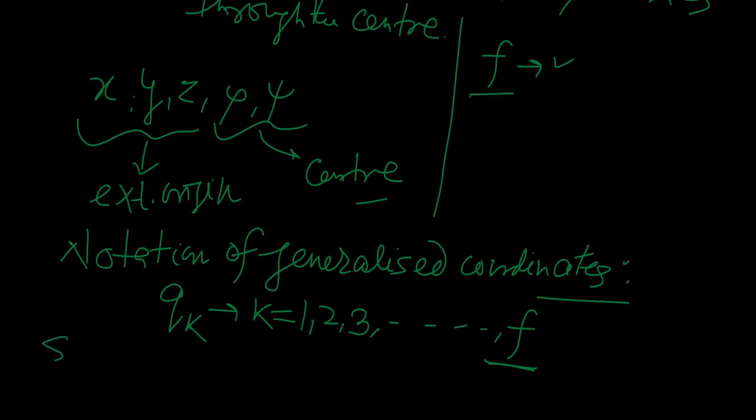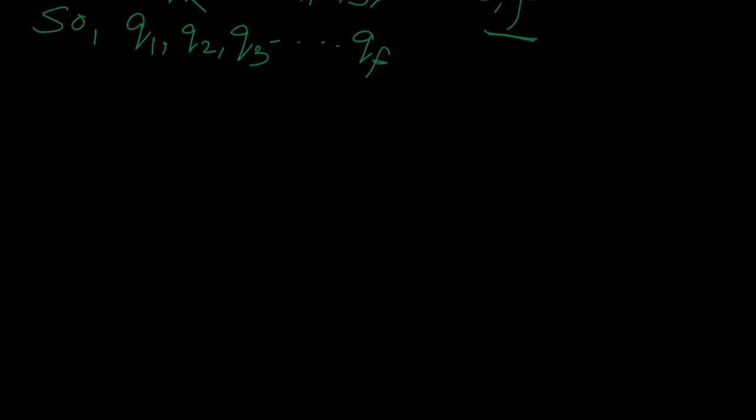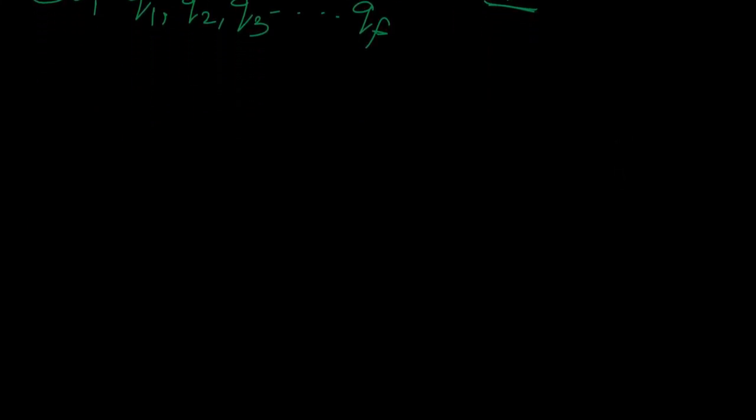So, generalized coordinates are denoted as q1, q2, q3 and so on up to qf, where f represents the degrees of freedom of the system. Always remember, the number of generalized coordinates will always be equal to the degrees of freedom of our system.